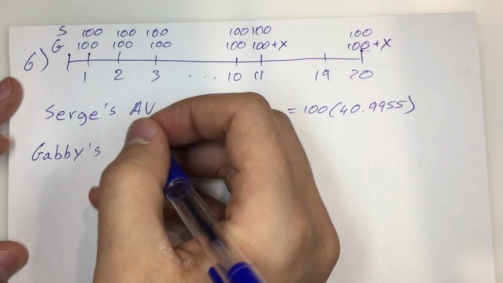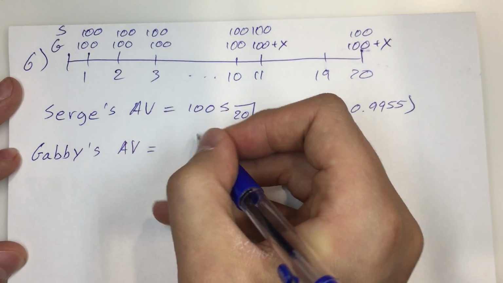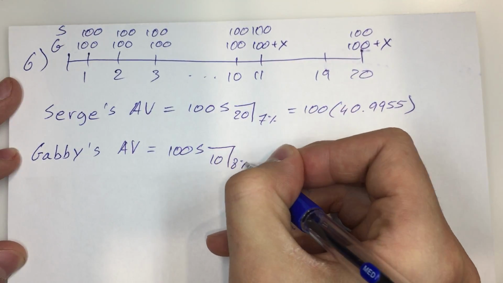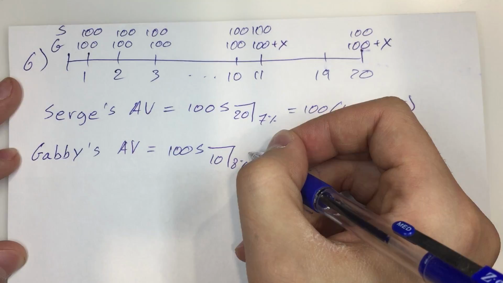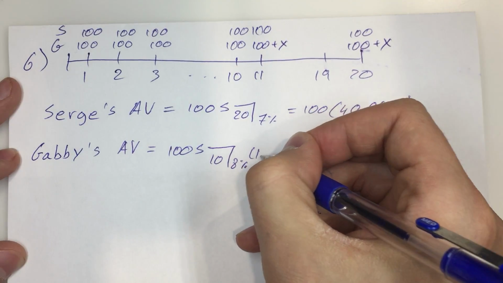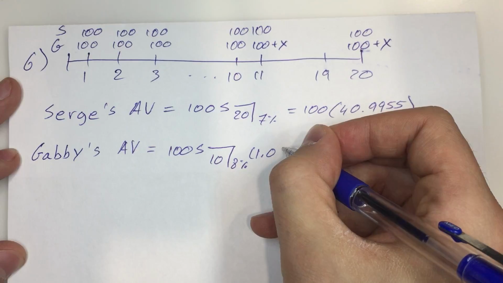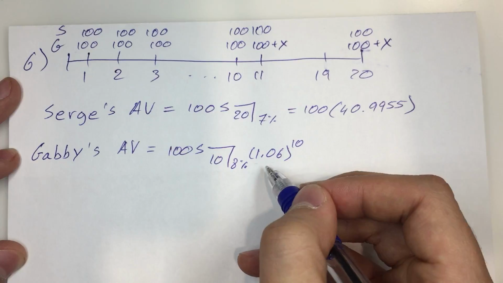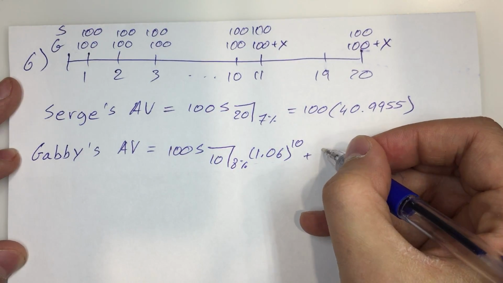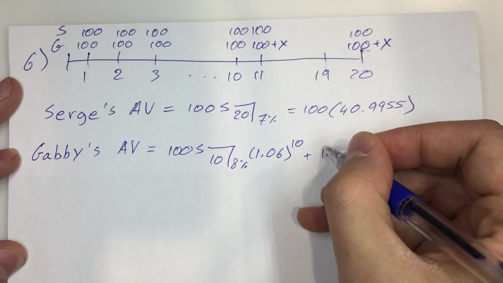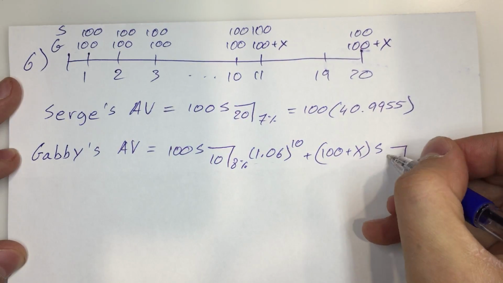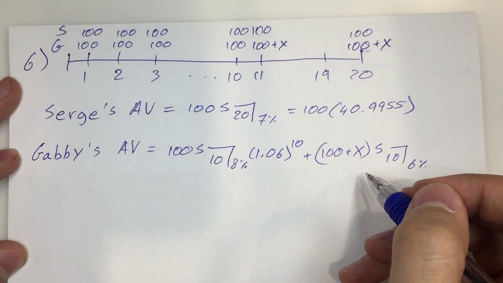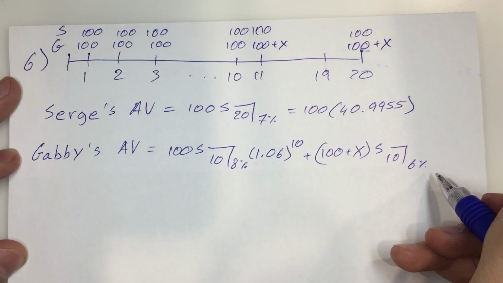We obviously can't do this because we don't know what X is, but we can solve part of this equation. So it'll be $100 S angle 10 at 8% for the first 10 years. And we do also want to bring this up another 10 years all the way to year 20. So how we're going to do this is by multiplying the S angle by 1.06 to the power of 10. So this takes into account years 11 through 20, plus $100 plus X, S angle 10 at 6%. So this takes into account the payments in years 11 through 20 and brings the value all the way up to year 20.